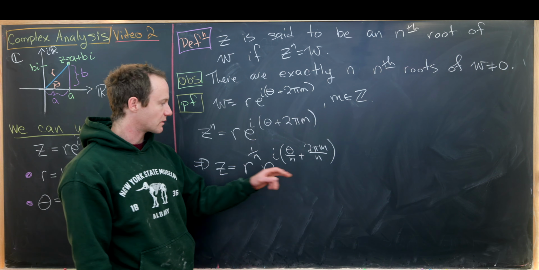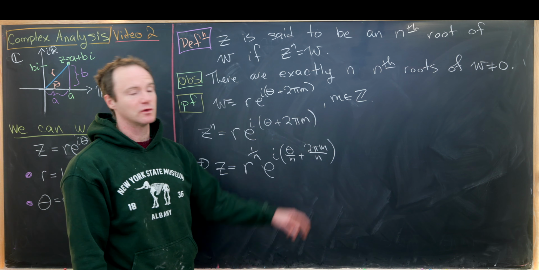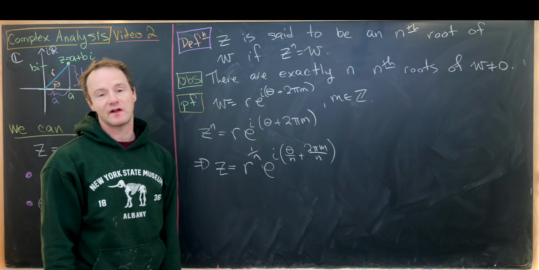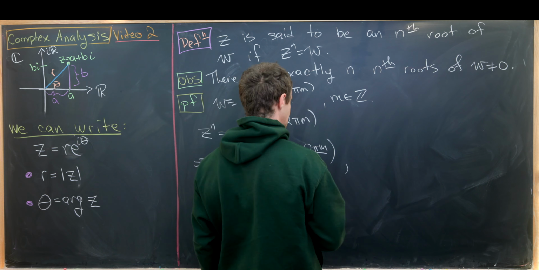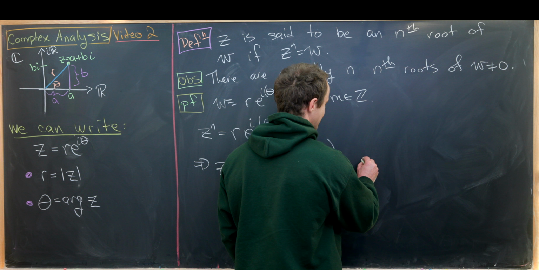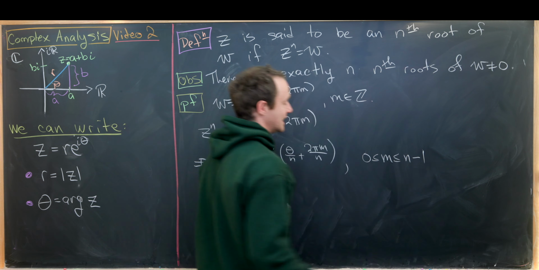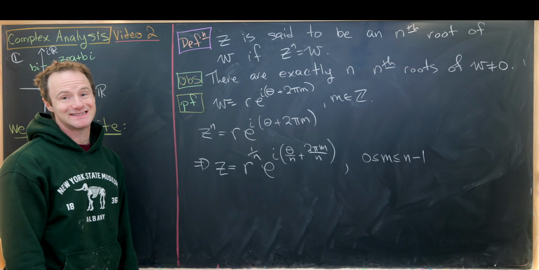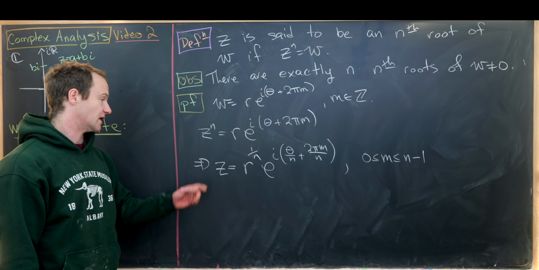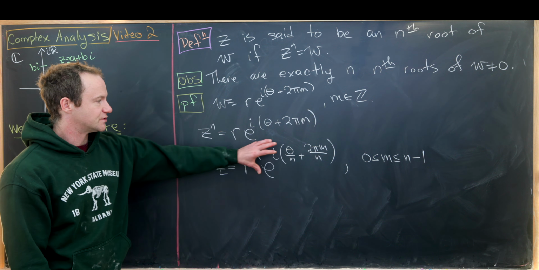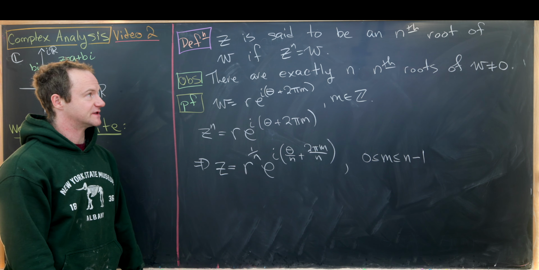And notice we'll start repeating again when n equals m, because we'll have a plus 2 pi in here. So that means I only really need to take the values of m from 0 to n minus 1. That'll give me all distinct nth roots of w. Okay, so these are the nth roots of w.